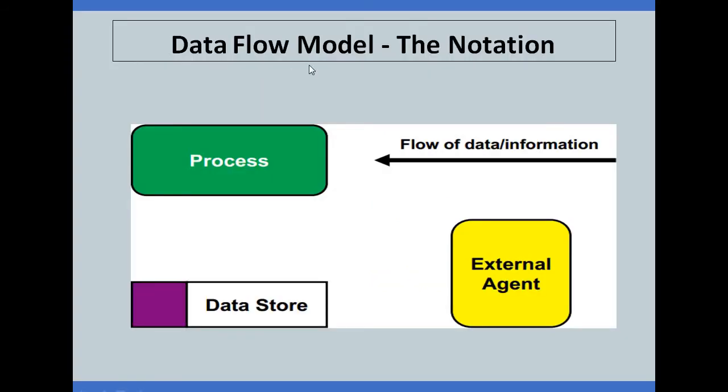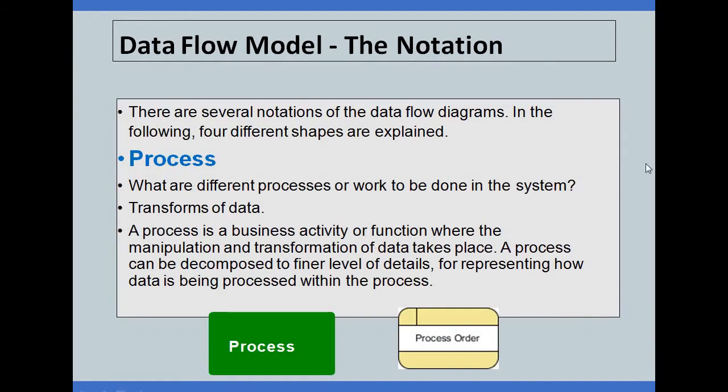Now, these are the flow model notations. This is the notation of process. It shows how data and information flow. This shows data storage, and this shows the external agent. Some other notations of the data flow model, these are several notations of the data flow diagram.